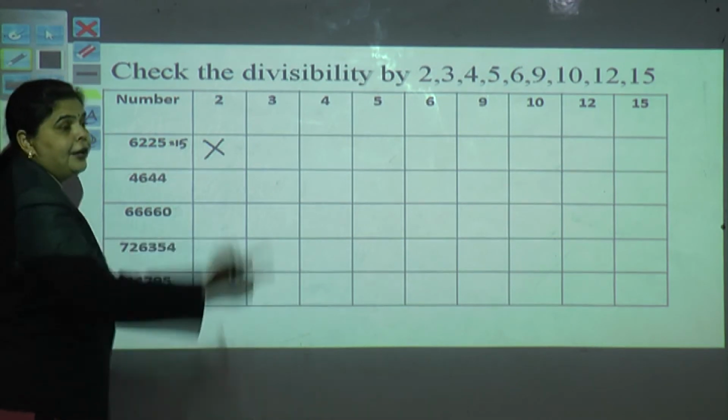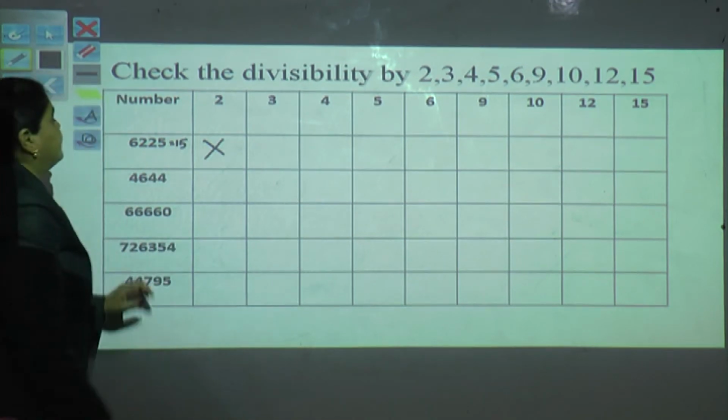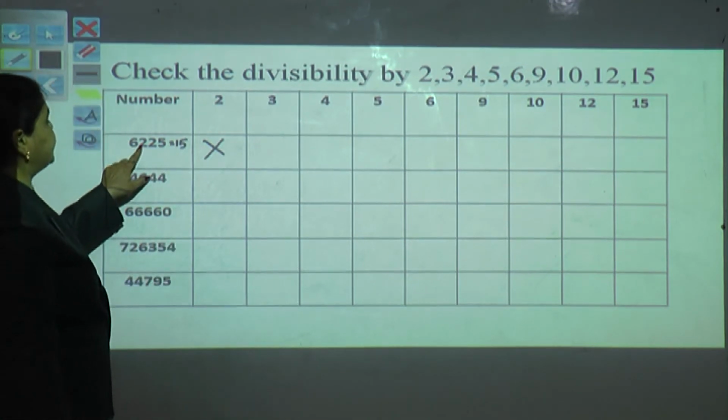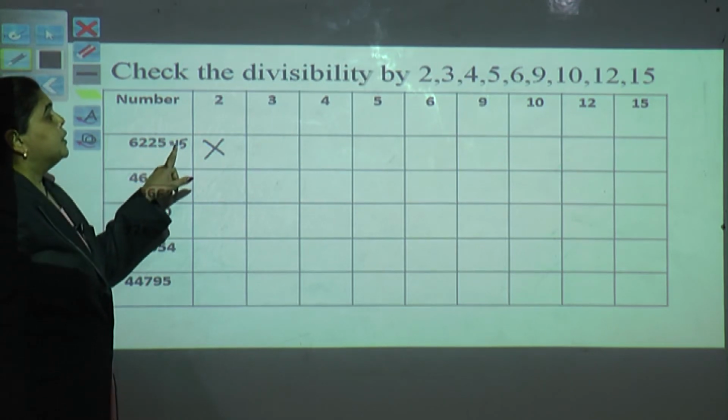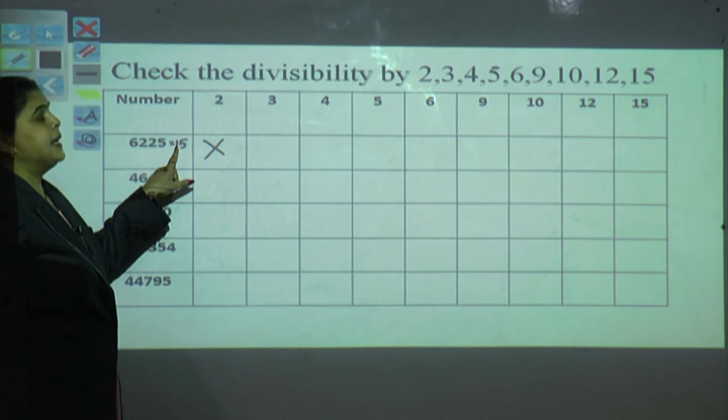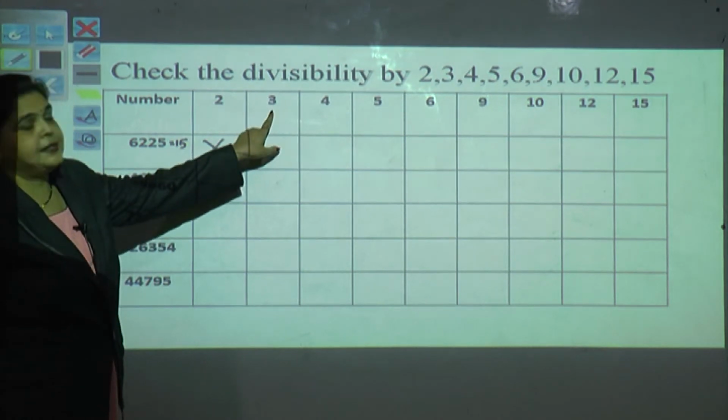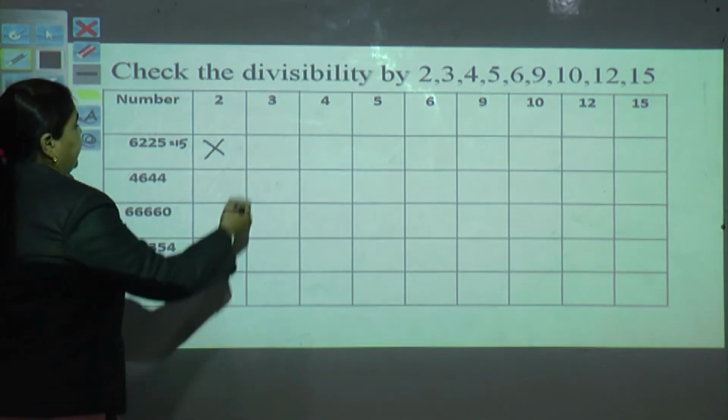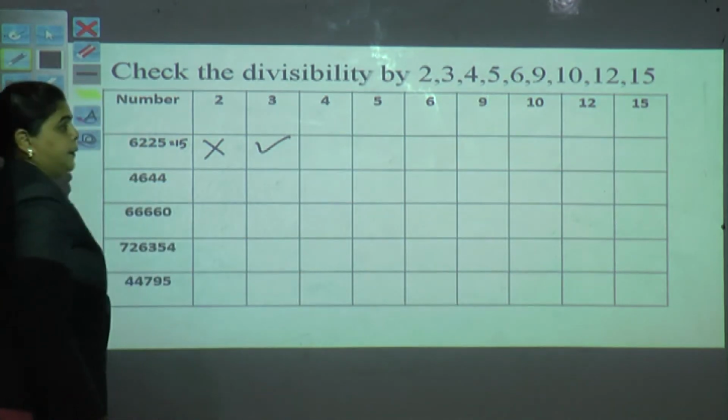So where I will read it, I will use this. Again I will say 6 plus 2 is 8, 8 plus 2 is 10, 10 plus 5 is 15. 5 plus 1 is 6. Yes, it is divisible by 3. So we can put a tick here.